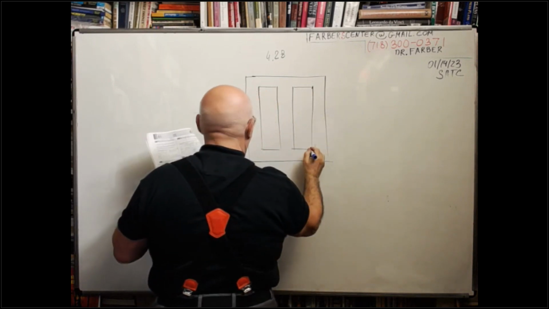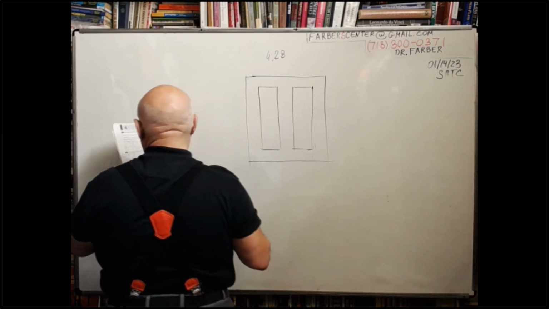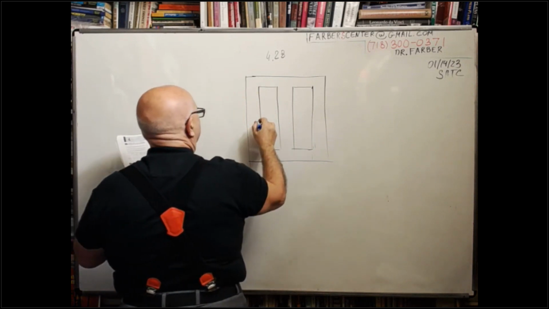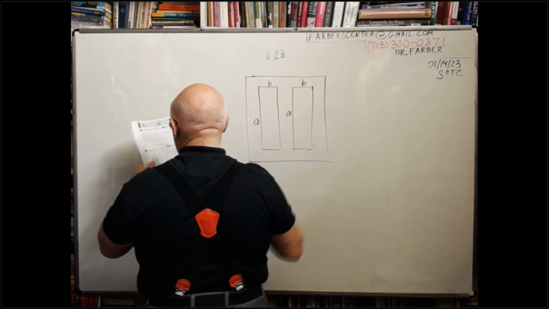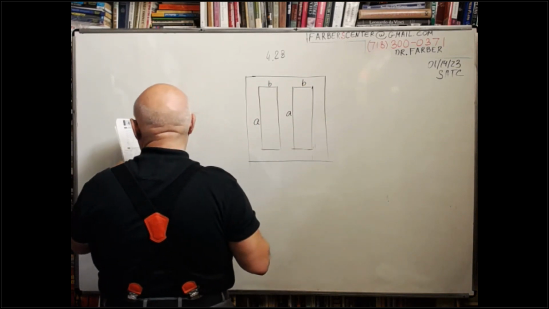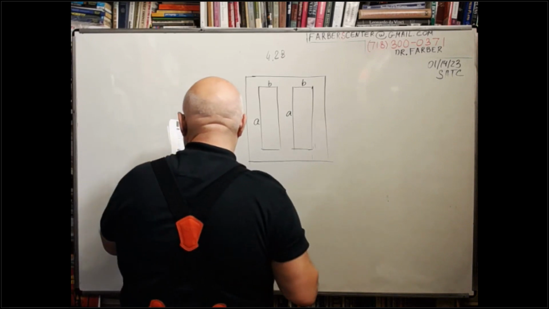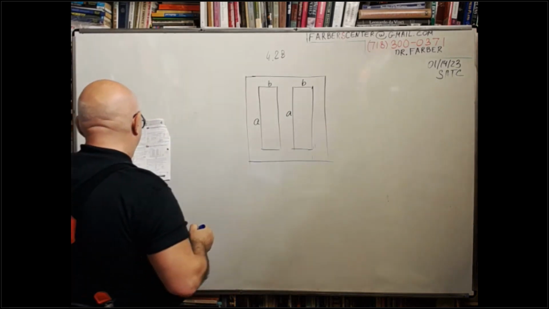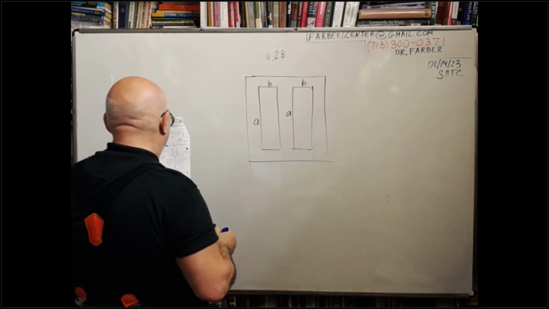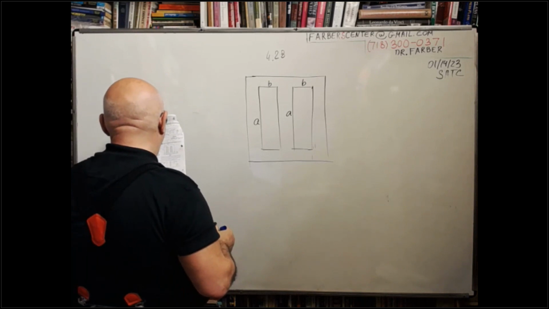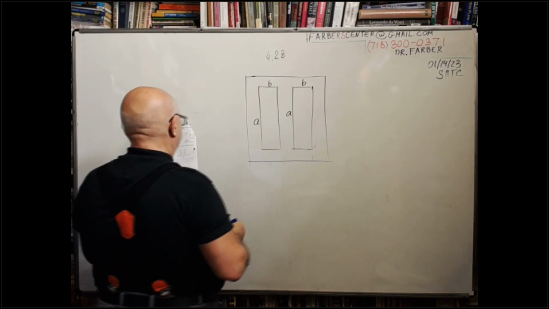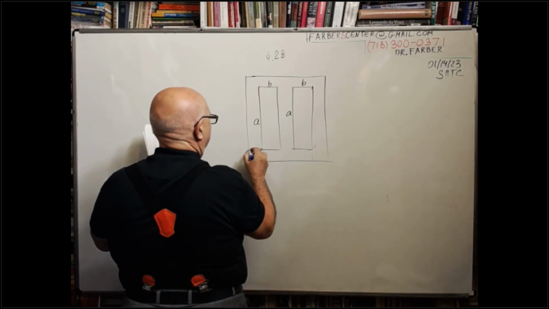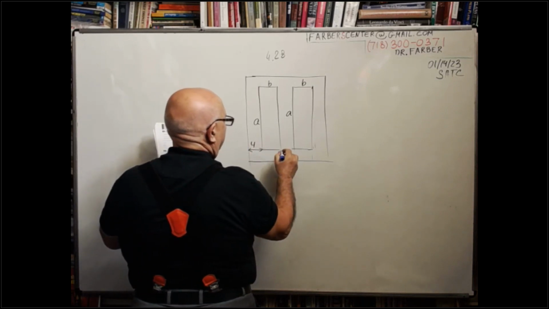Kind of like this, right? This is A, this is B. What else do you know? If the distance from the rectangles to the square on each side is 4 inches, this is 4, this is 4.